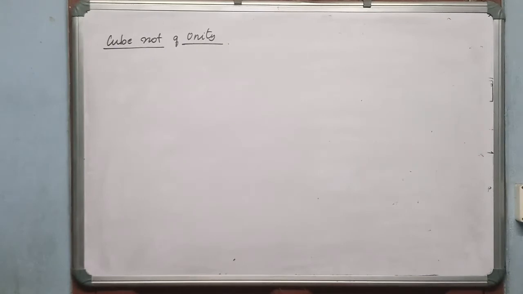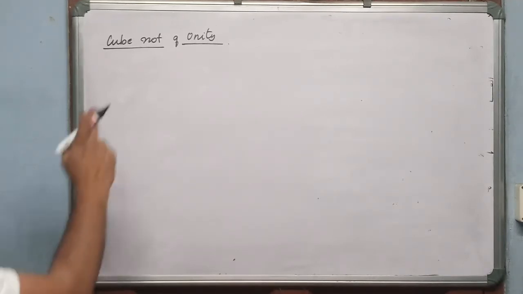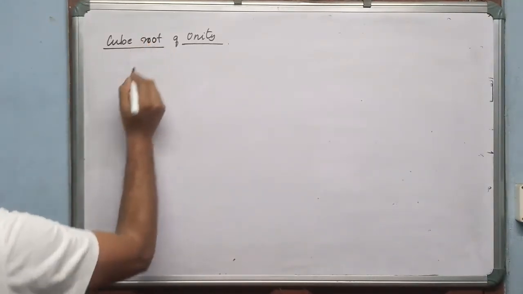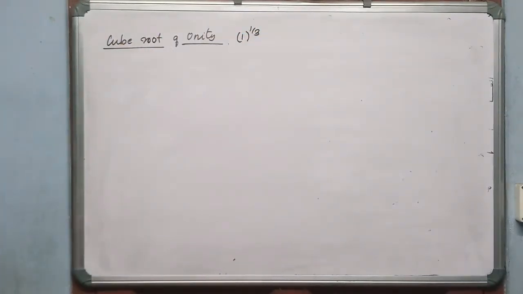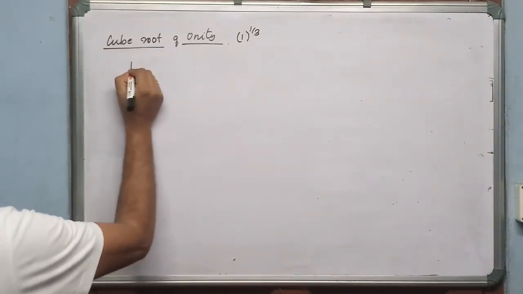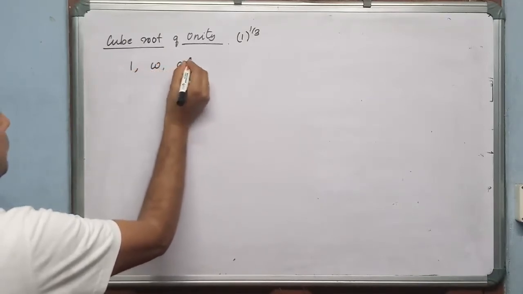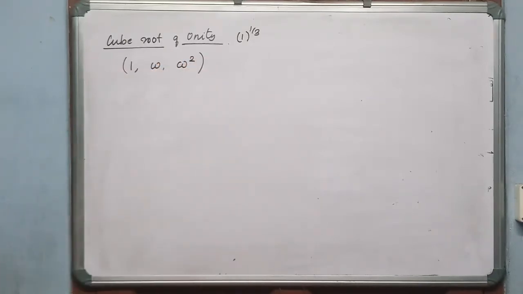Now student, another topic is cube root of unity. The cube root of unity means the third root of 1. Unity means 1. In this case, when you calculate, the proving is not required. You just remember the cube roots of unity are 1, omega, omega square. 1, omega, omega square are called the cube roots of unity.